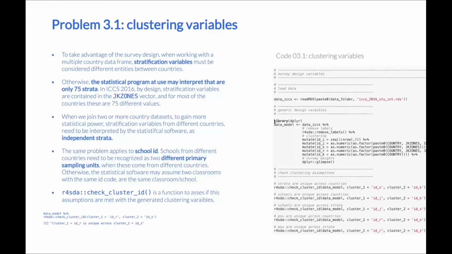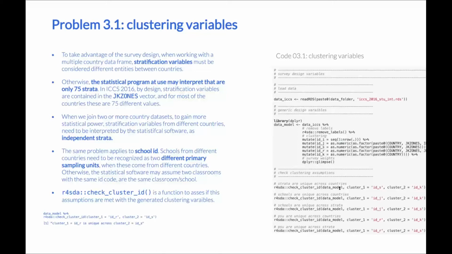So for now, in the code that I'm showing you, or that I'm proposing within this framework, I'm just giving a solution of how to build up, for example, a unique ID for all the schools across all the countries. But the main point that I'm trying to make within this workflow is that to take advantage of the survey design, we need to be sure that the clustering variables behave in the way that they are intended to.